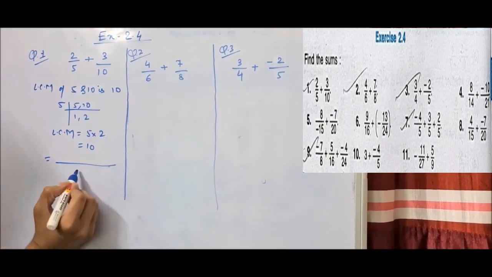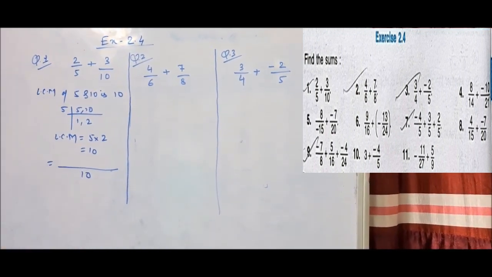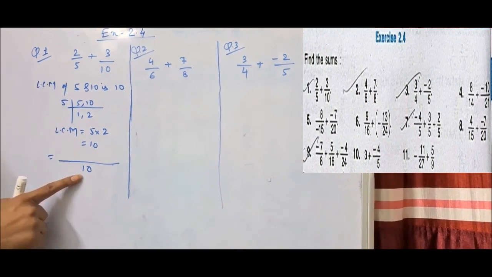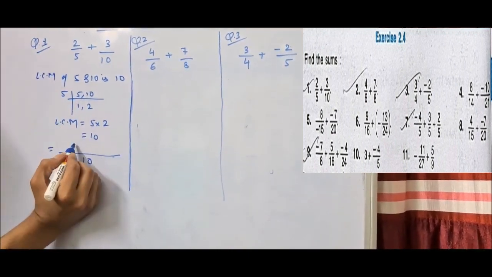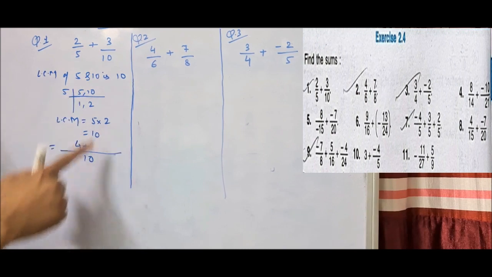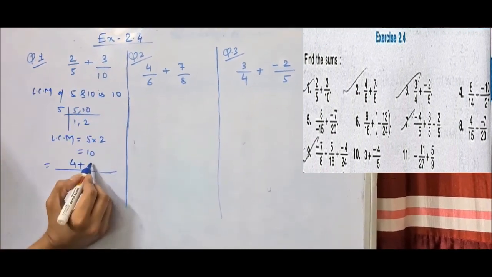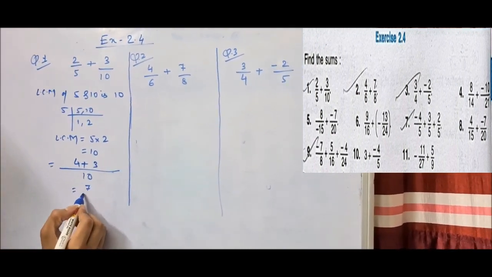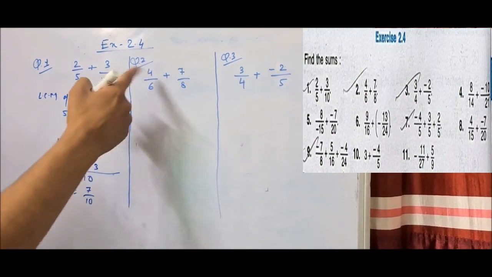So my next target is to make both of the denominators 10. In the table of 5, how much is 10? 2s are. So 2 2s are 4. Similarly, in the table of 10, how much is 10? 1s are. So 3 1s are 3. So the answer becomes 7 by 10. Similarly, we'll go ahead with this.